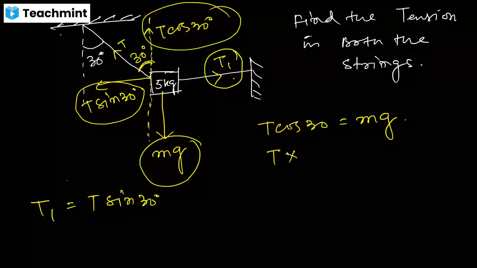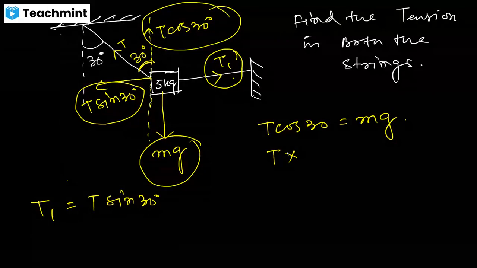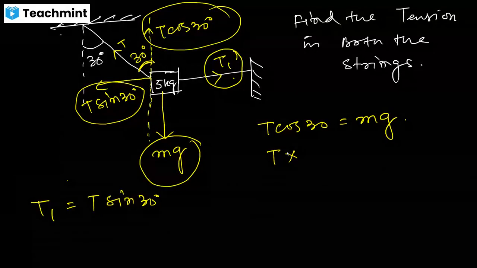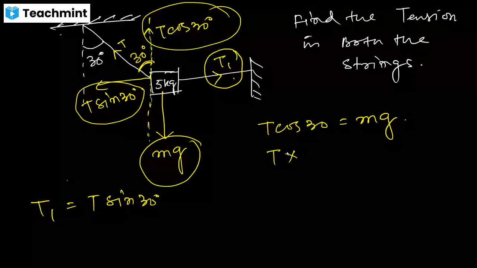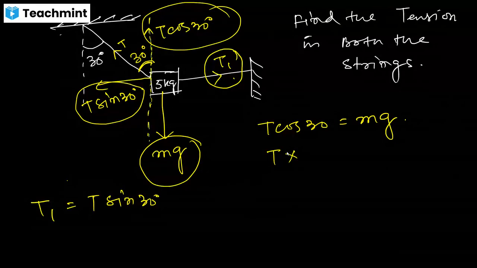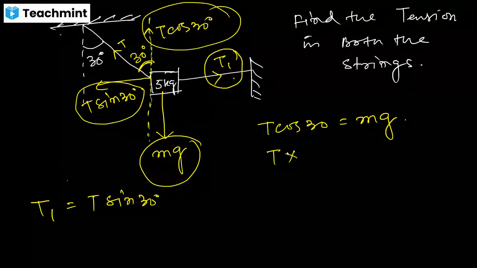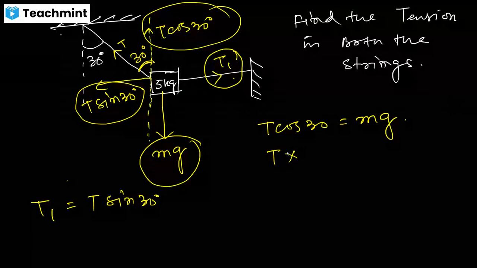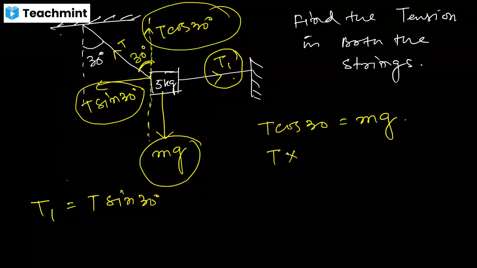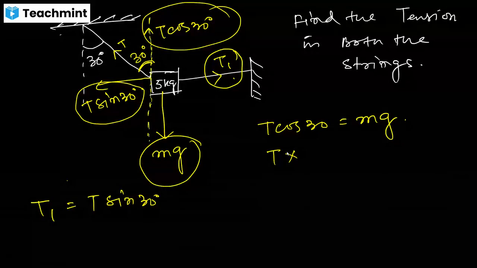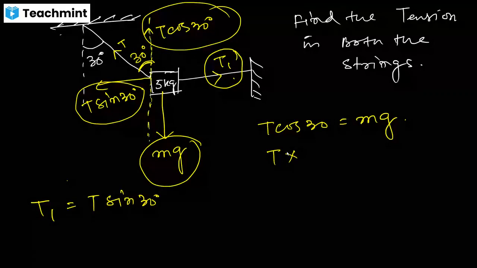Cos 30. Everyone, you have to practice your trigonometry. How many people are not having the math? Everyone, how many people are not having the math? Okay, I think all of you have the math.